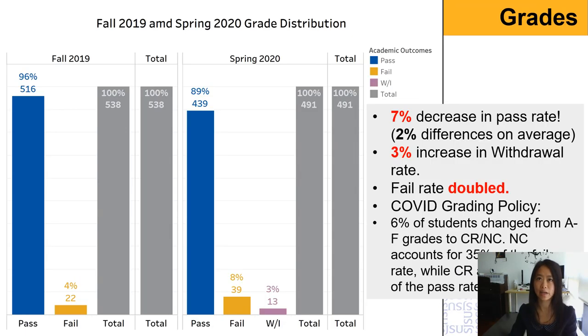So let's take a look at the results. From fall 2019 to spring 2020, we can see there is a 7% decrease in the pass rate.